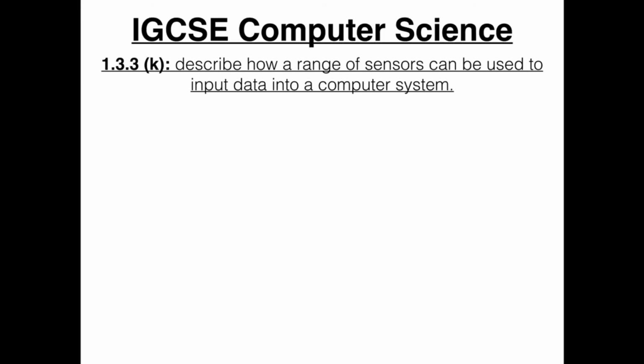GCSE Computer Science, Syllabus Statement 1.3.3K. Describe how a range of sensors can be used to input data in a computer system. So, sensors are a type of input device, but they're a little bit different. What we need to know for the course is a bit different. We need to know more about sensors than any other input device.